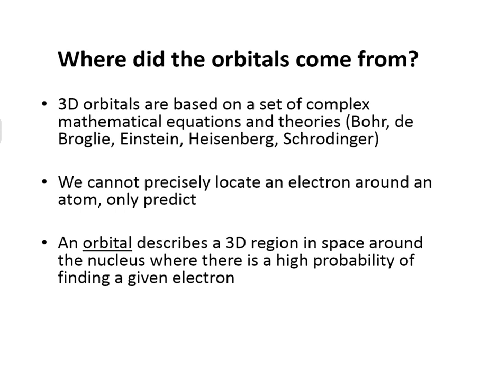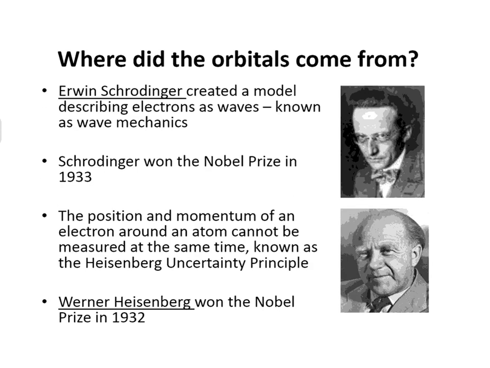According to them, we can't precisely locate an electron around an atom and only predict it. So these orbitals are describing regions where we're going to have a high probability of finding a given electron, generally more than 90 or 95% of the time.